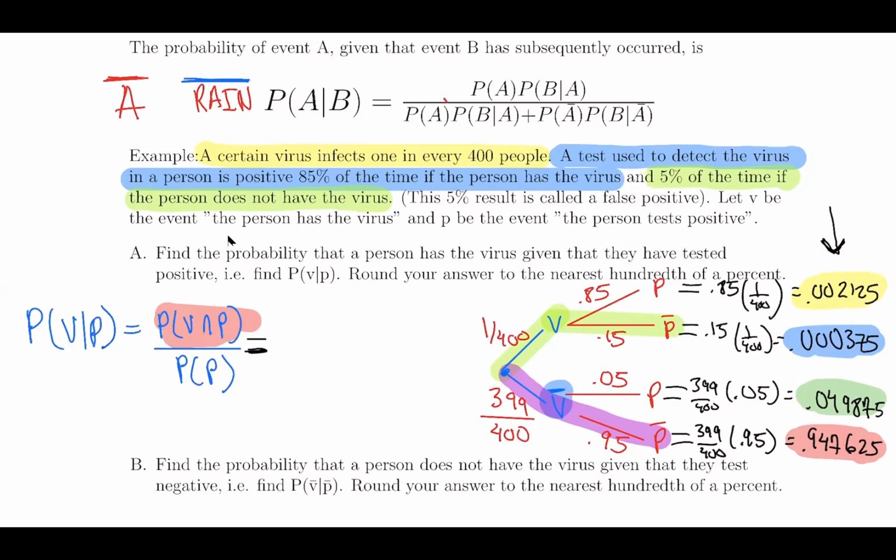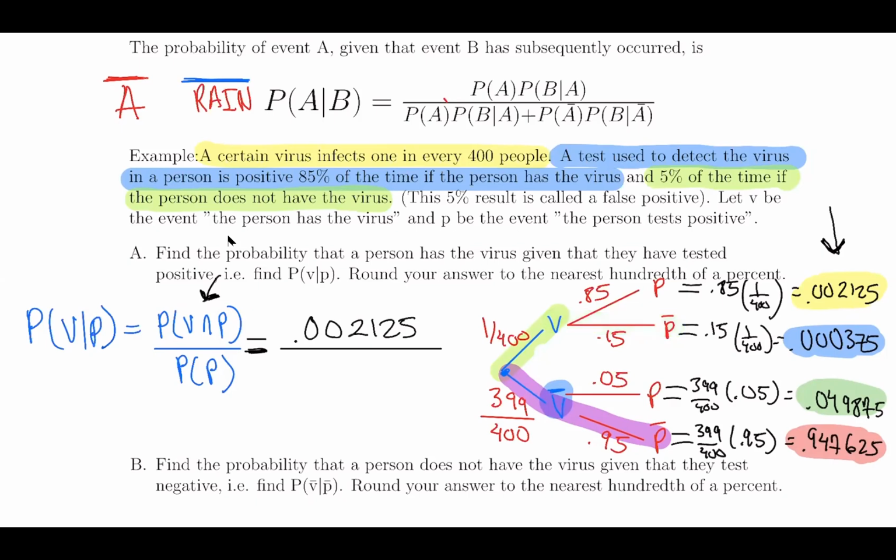So on top, we'll put the yellow one, which is 0.002125. All right, so that's which one you put on top. Any question on why we chose that one to go on top? Wait, why did you choose that to go on top? All right, so you see how this one is V and P? So V means they have the virus and P means they tested positive, correct?